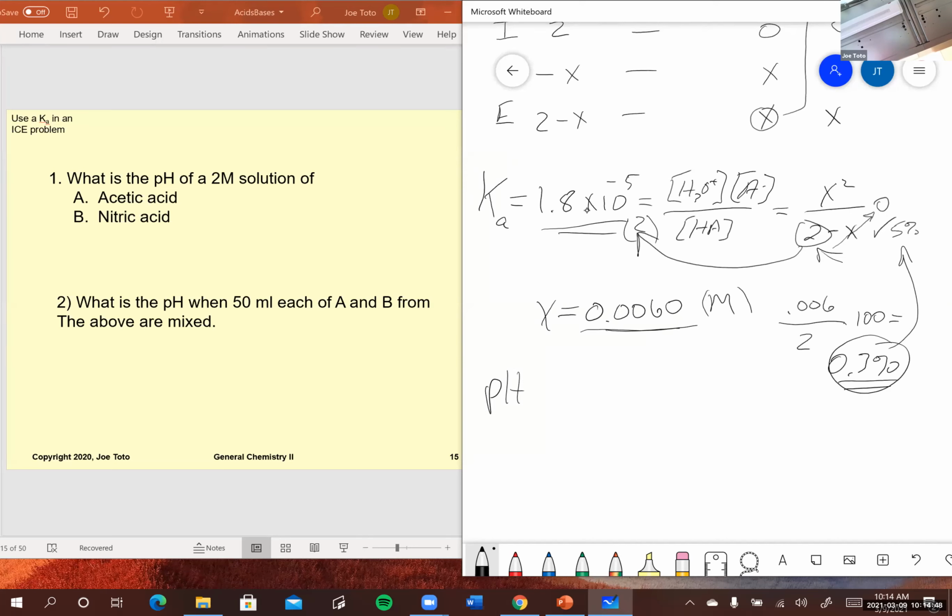So the pH is going to be minus the log of 0.006, which is going to be 0.006 log. I get 2.22. And that's to 2 significant figures. All right.